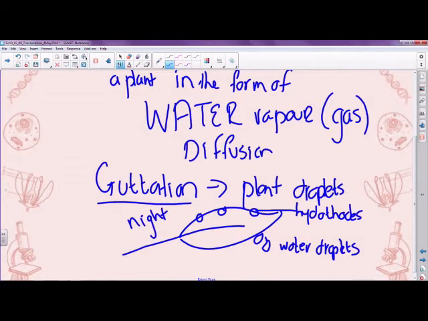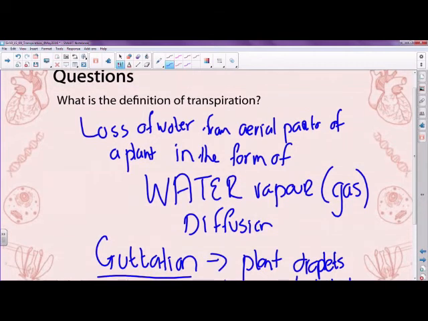Okay, so guys, when it comes to transpiration, please, very important, know that definition.